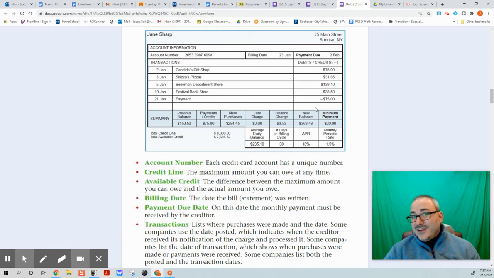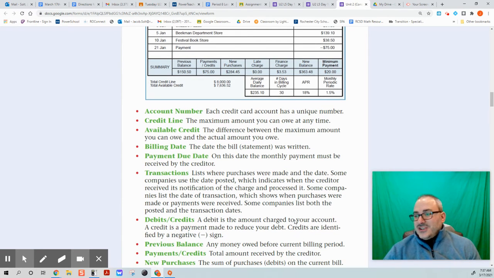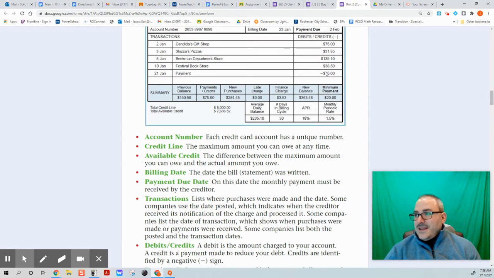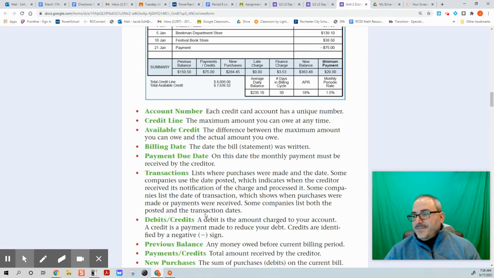Remember, when you make a payment on your credit card, that means you've paid off some of your debt, which means your debt goes down. But when you're making charges on your credit card, it's making your debt go up. How much you owe goes up, okay? Keep in mind that relationship there. A debit is the amount charged to your account. A credit is a payment made to reduce your debt. Credits are identified by a negative sign. That's why that negative sign is there, because that's a credit.